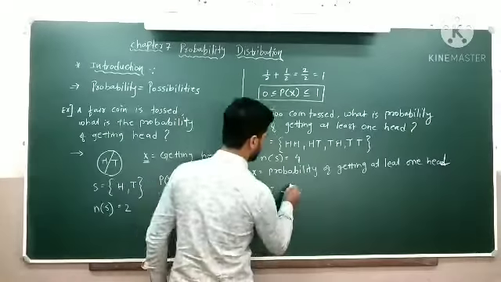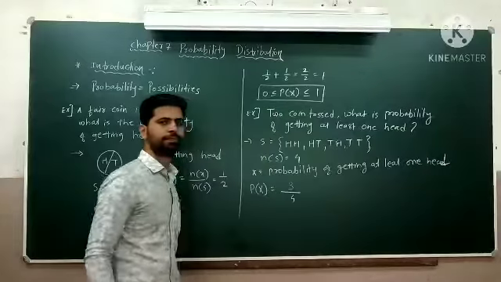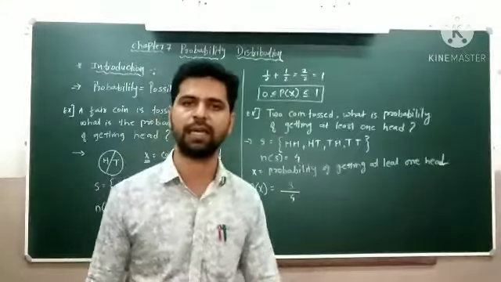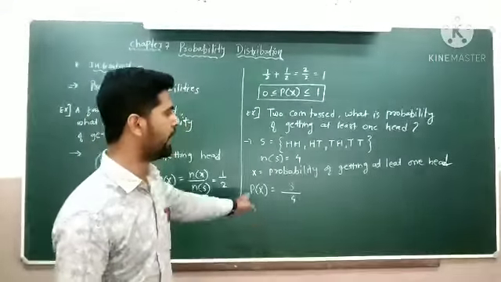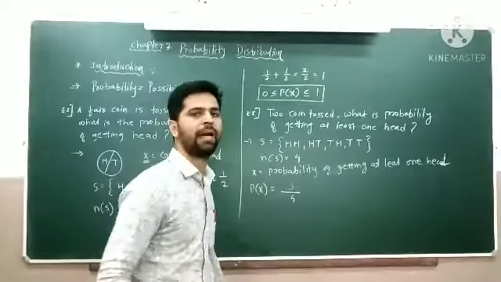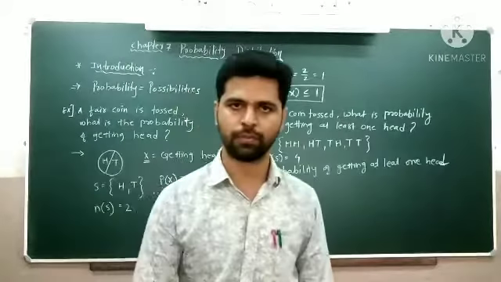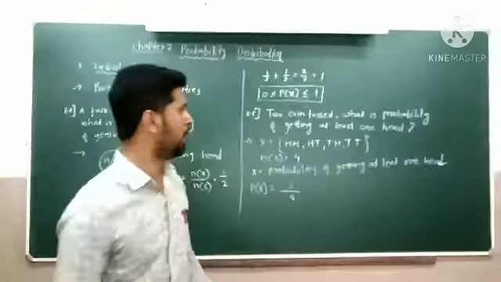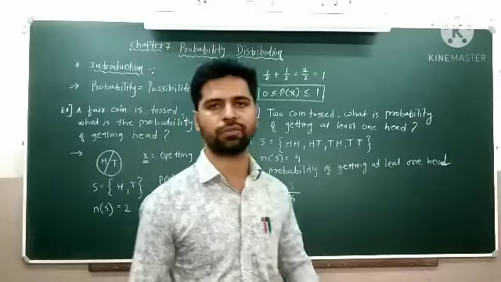So we have to write the numerator. This is the answer. Probability of getting at least one head. If you toss 2 coins, their probability is 3 by 4. Okay, so this is if you toss one coin, if you toss two coins.